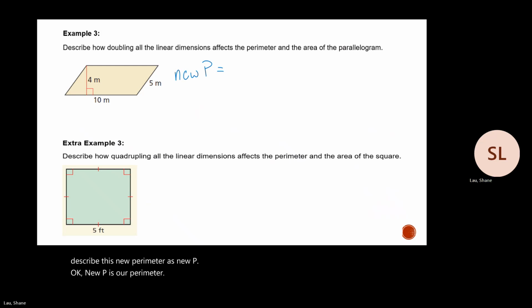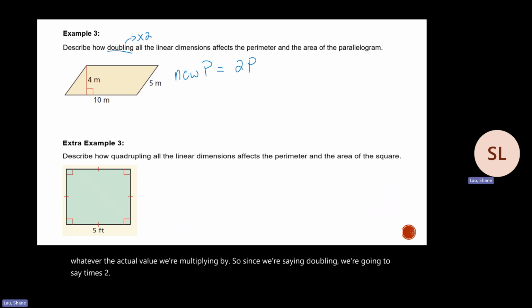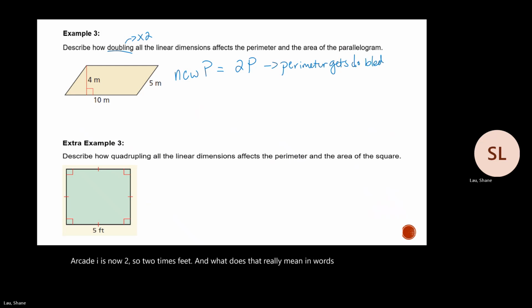So if we have this perimeter here, we're going to take the original perimeter P and multiply by whatever the actual value we're multiplying by. So since we're saying doubling, we're going to say times 2. Our k value is now 2. So 2 times P. And what does that really mean in words? Perimeter gets doubled. And that's it. Just to give us a little reminder, that does mean times 2. And that's essentially it for our perimeter.